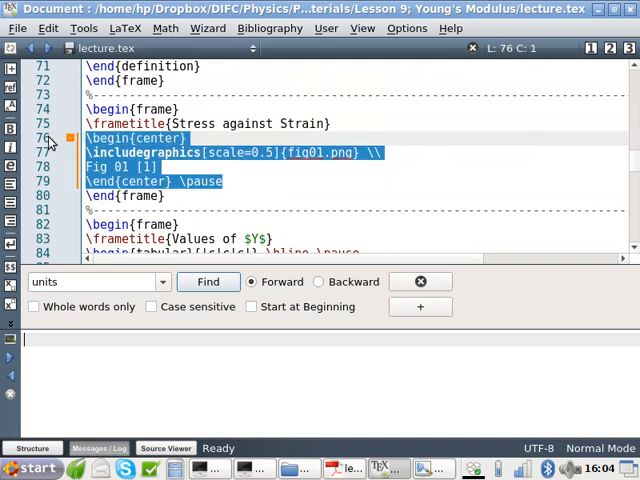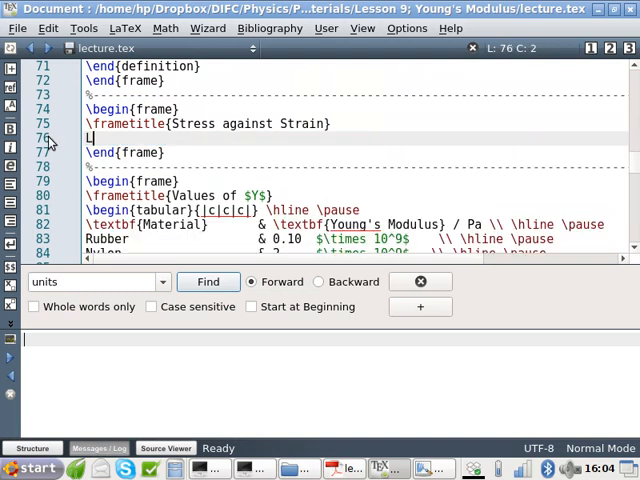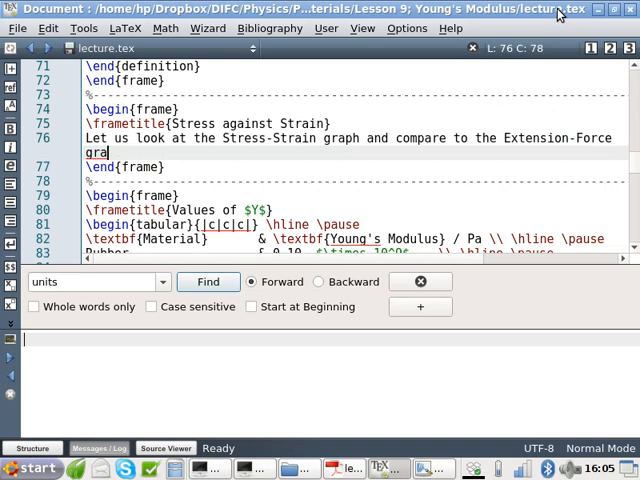Why don't you write this thing over? Word? Can you think you can do all this nice maths in Word? Let us look at the stress strain graph and compare it to the force extension. I'm tired. Extension force graph.